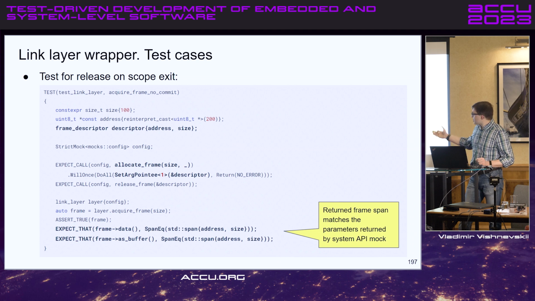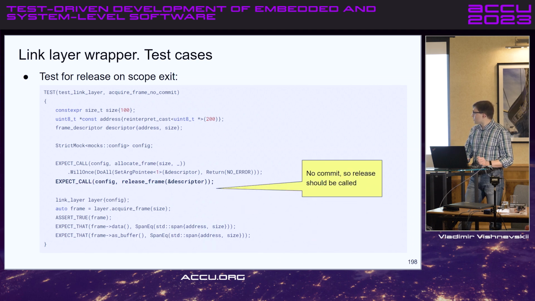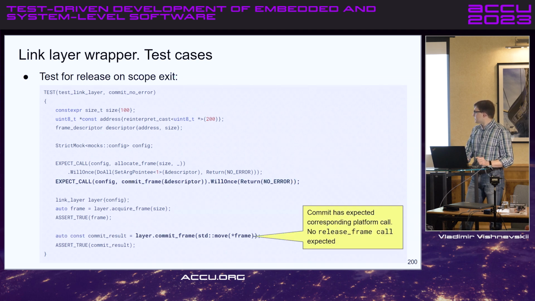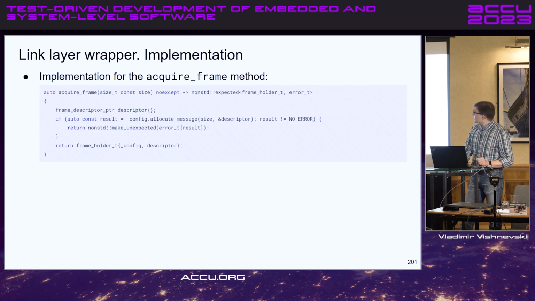And we also check that release frame was called, because we do nothing else with this frame. If we would like to check that we are committing this frame, basically returning it to the layer, we need to make sure that the commit frame was executed. So this is something like this. The idea is that we definitely need to check that the parameters go in there and back correctly. So the implementation of this acquire frame needs this.